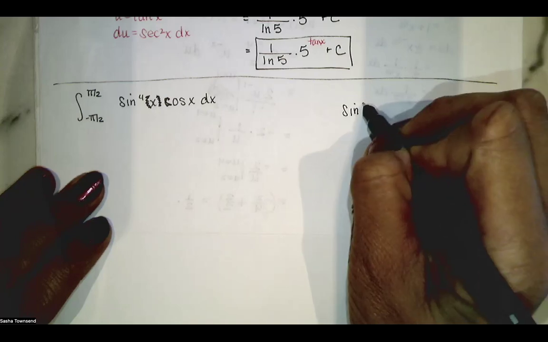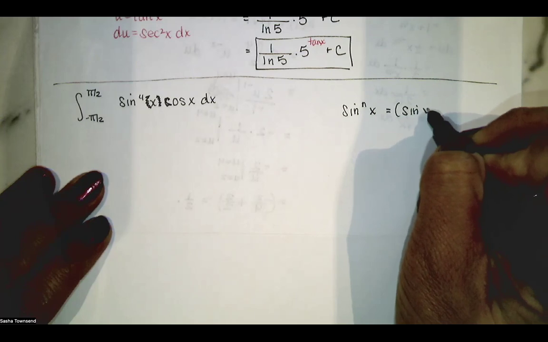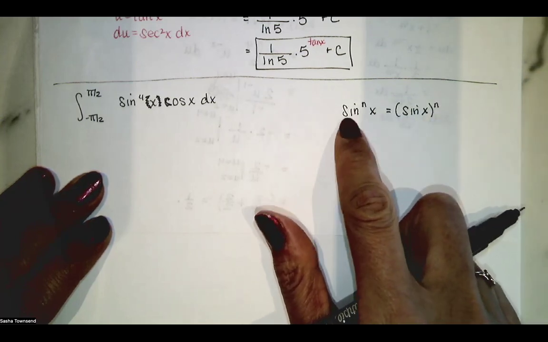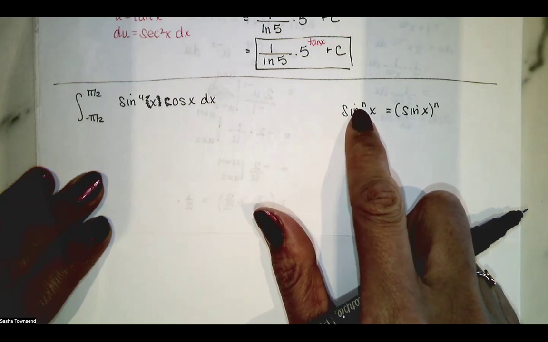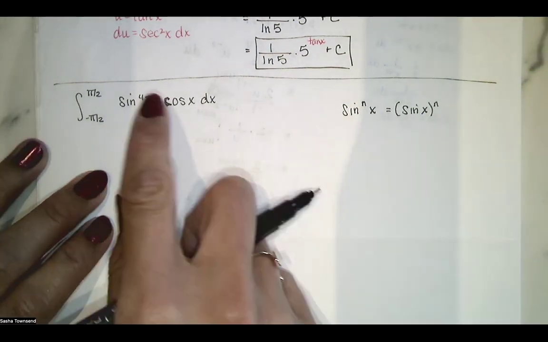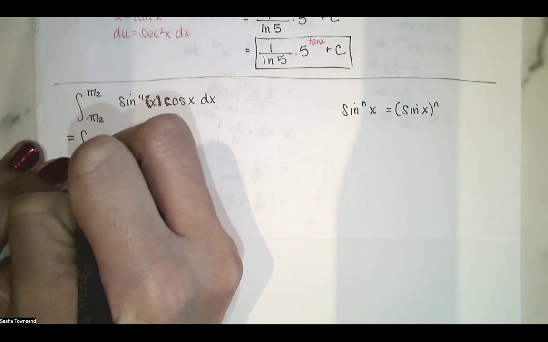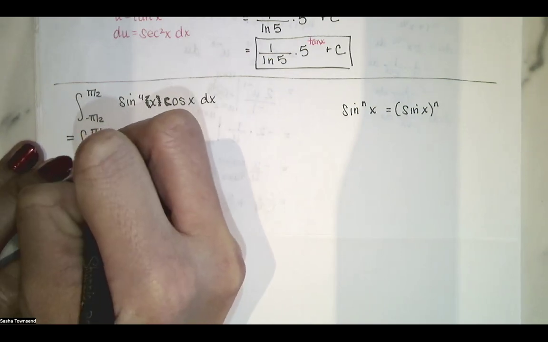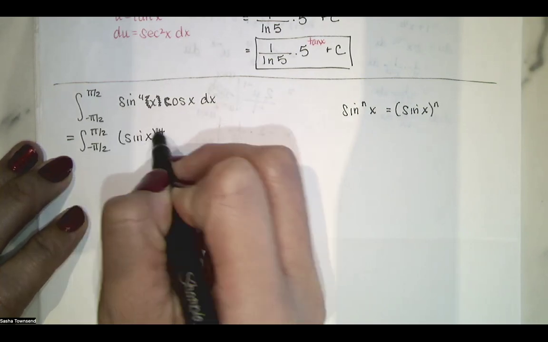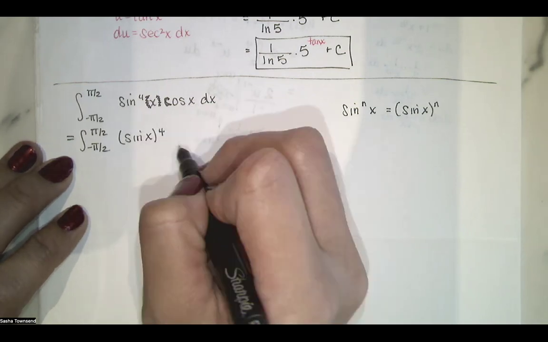Anytime you see a trig function raised to a power like that, what that means is that original trig function is inside the parentheses. Sine raised to the nth power of x is sine of x, all raised to the nth power. So if I've got this sine to the fourth of x, what that means is that we're just taking the sine of x and we're raising it to the fourth power. That's actually usually how I say it. Rather than saying sine to the fourth of x, I would say sine of x to the fourth power.